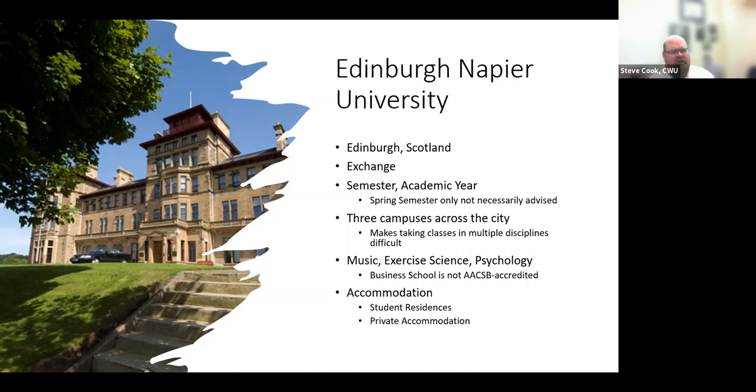Edinburgh Napier does have 3 campuses across the city, and different departments are exclusively based at a specific campus. So this makes taking classes in multiple disciplines difficult. If you really want to explore different disciplines, history, science, things like that, it's not going to be the best option for you.